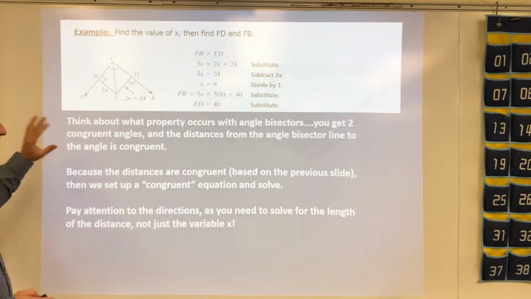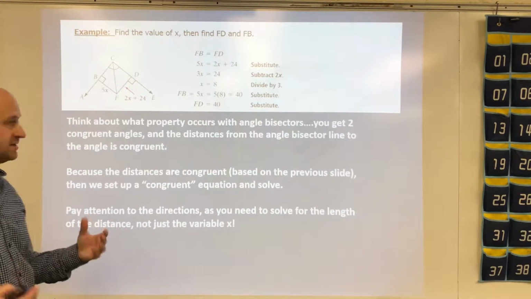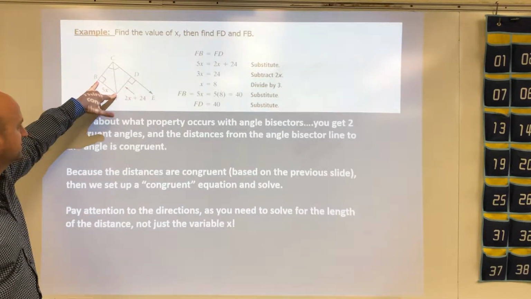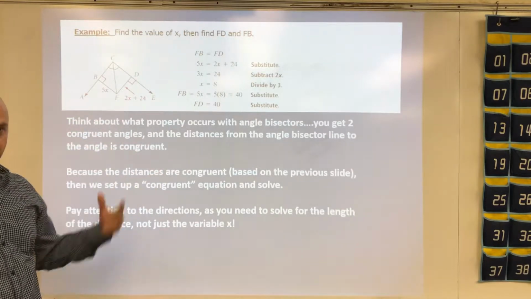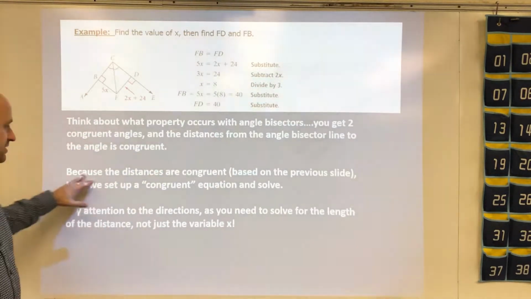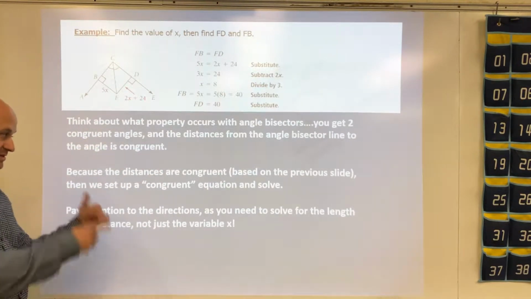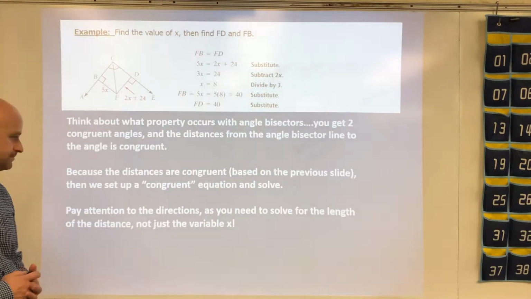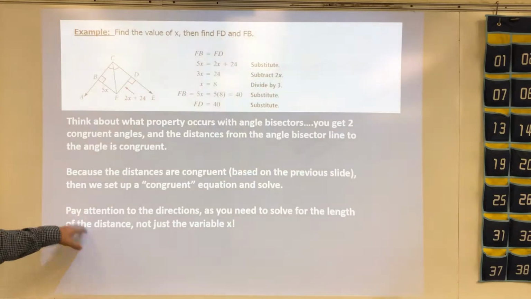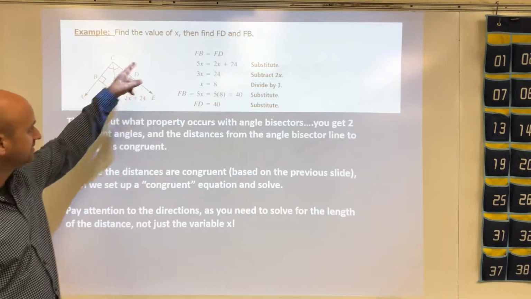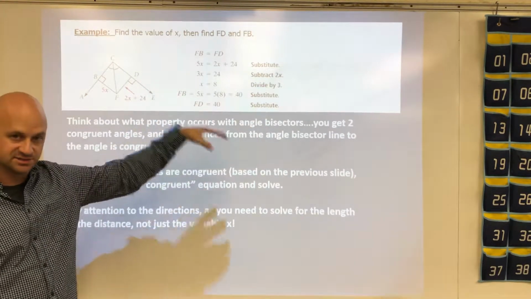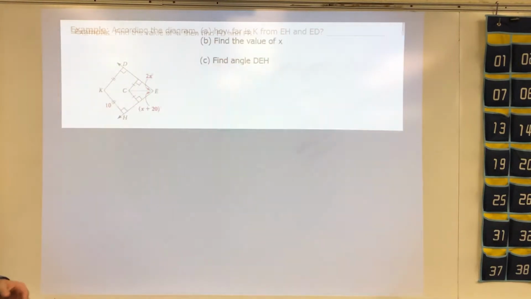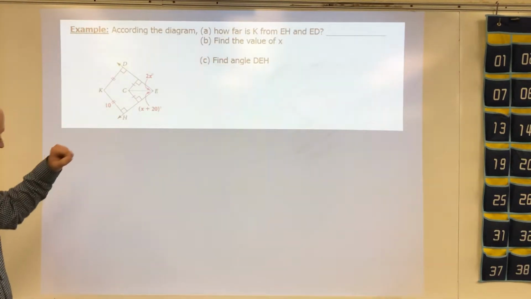All right, so again, think about what property occurs with angle bisectors. We get two congruent angles, and the distances from the angle bisector line perpendicular to the sides of the angle are going to be congruent. Because these distances are congruent, based on the previous slide that we talked about, we're going to set up a congruent equation. Okay? Also pay attention to the directions. In this problem, it asks to solve for x and then substitute it back in. So definitely pay attention to that as we do problems in class. All right, here's another one.